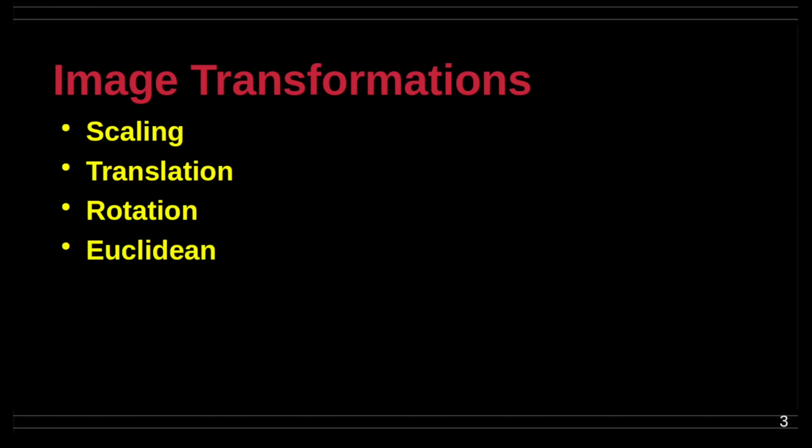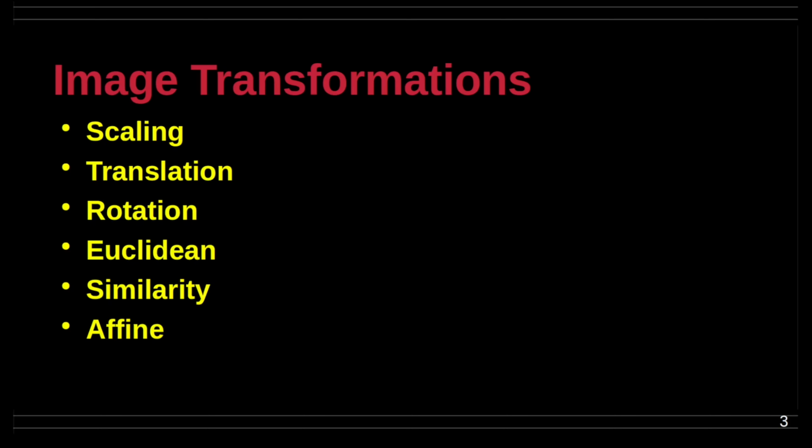The basic image transformation methods are enumerated in the slide. Scaling, it's changing the dimensions of the image. Translation is moving the object from one position to another. Rotation, it's spinning the image about a center point. Euclidean, a combination of scaling, translation, and rotation.